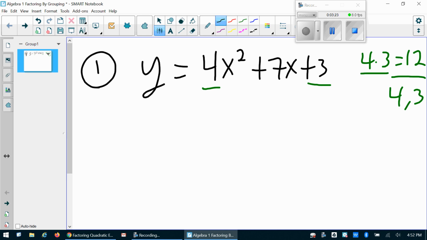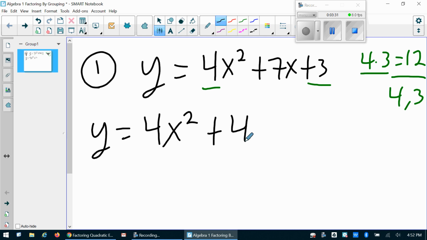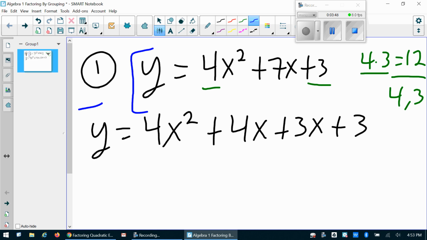Here's what we're going to do. I'm going to rewrite the original expression. I'm going to rewrite it like this. Before we move on, I want you to ask yourself, is this expression equal to this expression? It's a yes or no. After looking at it, hopefully we see that yes, those are equal. They just look different. 7x is equal to 4x plus 3x. Those are the same thing.